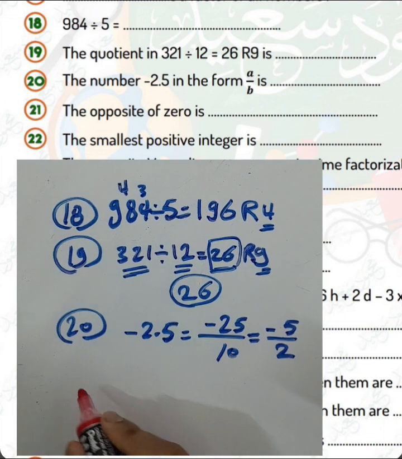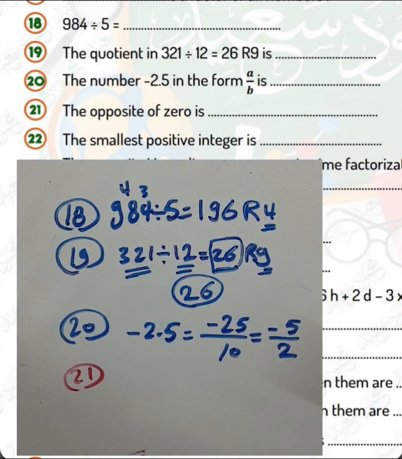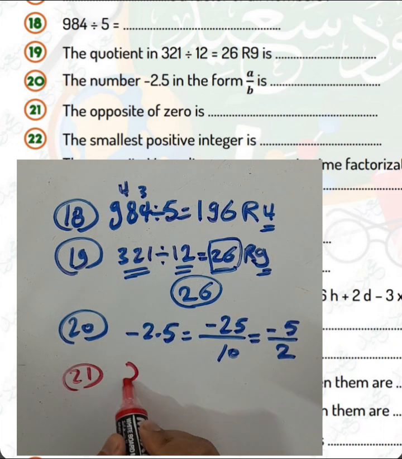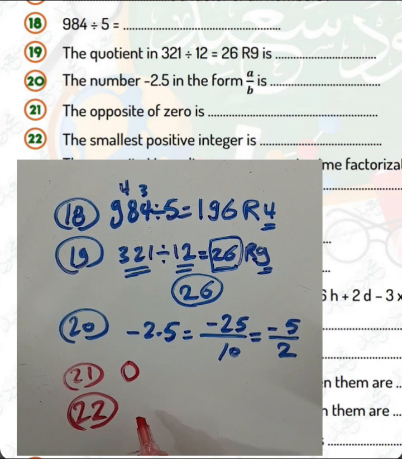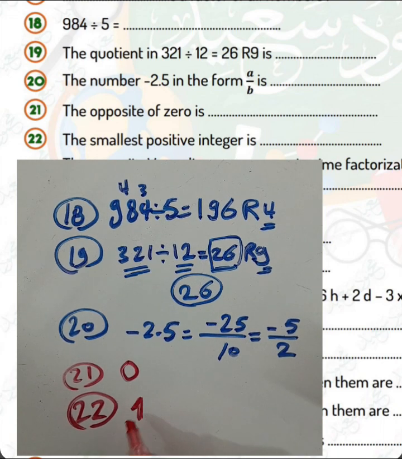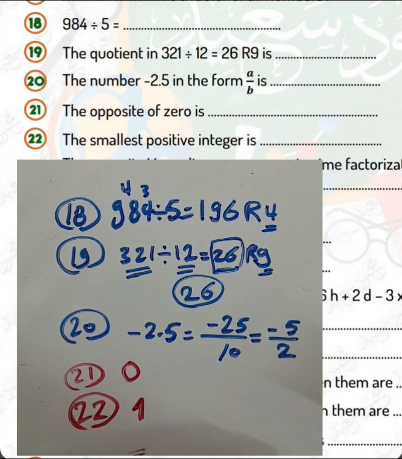Question 21, the opposite of 0 will be 0. Question 22, the smallest positive integer will be 1. The smallest positive integer is 1.